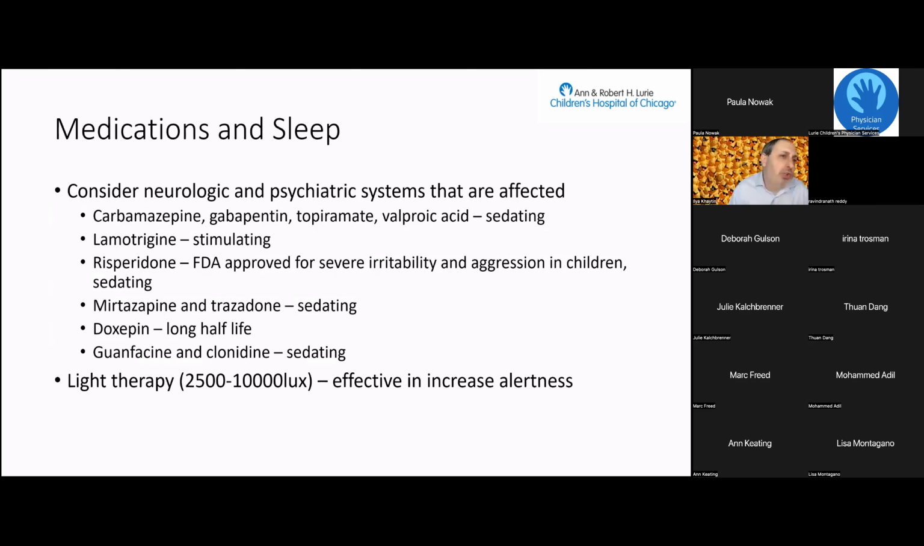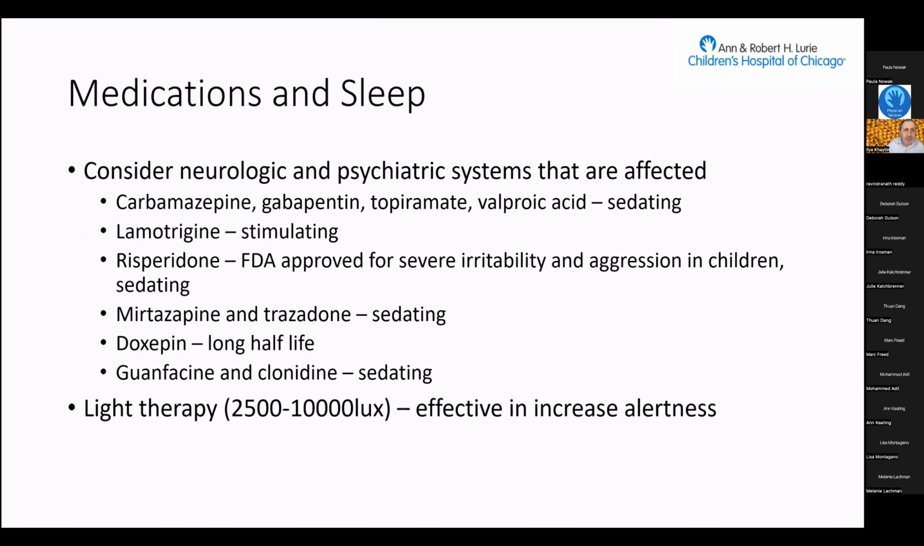It is important to also consider other medications the child is taking. Carbamazepine, gabapentin, Topamax, valproic acid, all sedating. Lamotrigine is not. It is arousing. Risperidone was FDA approved to treat irritability and aggression in children. So in children who fight sleep, sometimes risperidone is actually what they need.